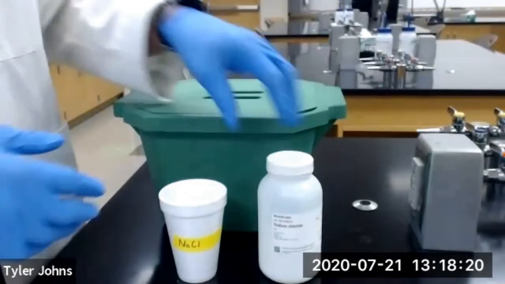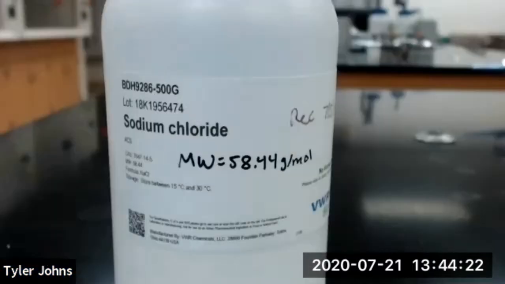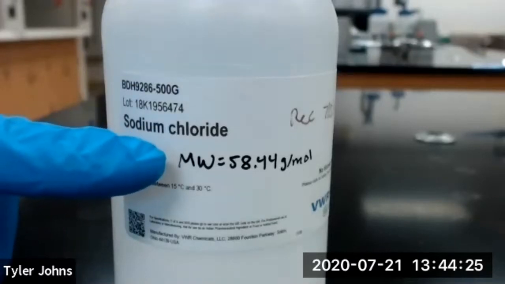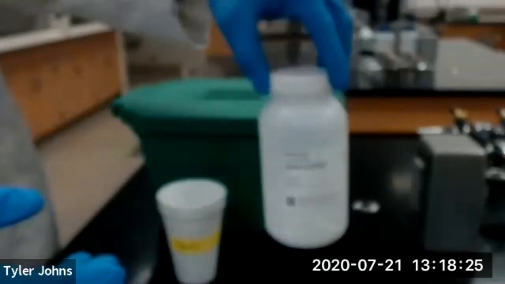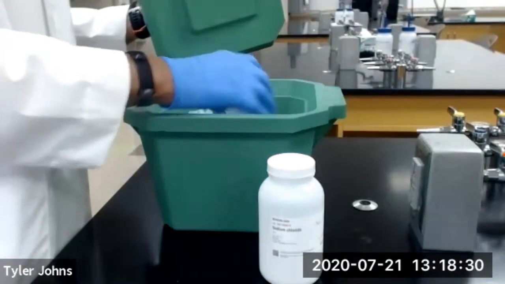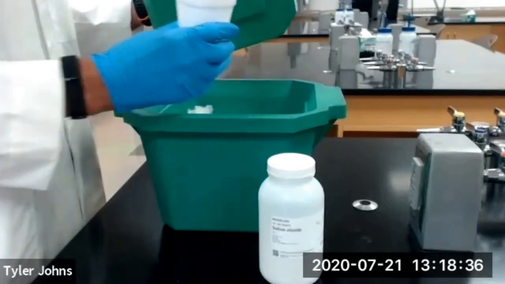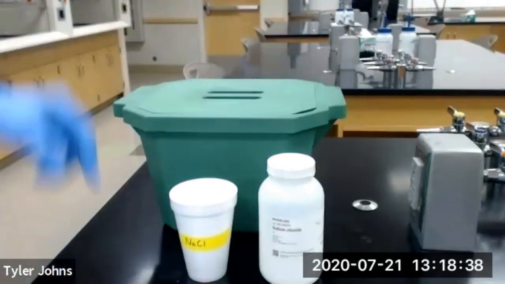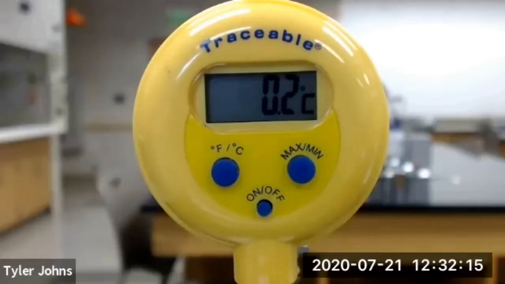We will now repeat the procedure one more time using sodium chloride as our chemical. The molecular weight of the sodium chloride is 58.44 grams per mole. So we need to fill our styrofoam cup halfway full with ice, and then record the initial temperature of the ice inside of our styrofoam cup. The initial temperature of the ice inside of our styrofoam cup is 0.2 degrees Celsius.